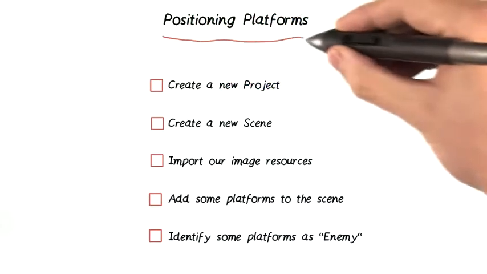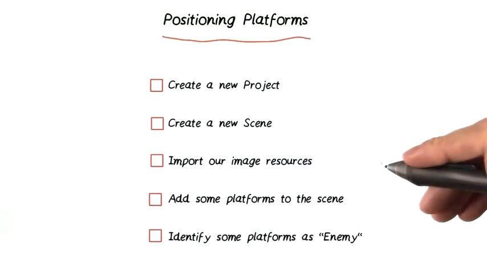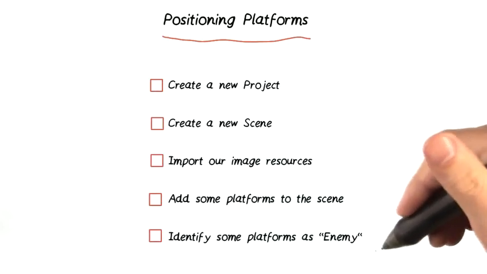Set up a new Overlap 2D project, create a new scene within that project, import our resources, and add some platforms to the scene, specifying that some of those platforms should have enemies spawned in on them.